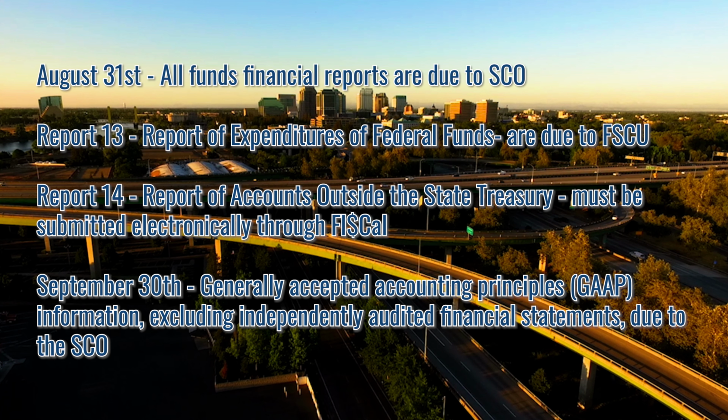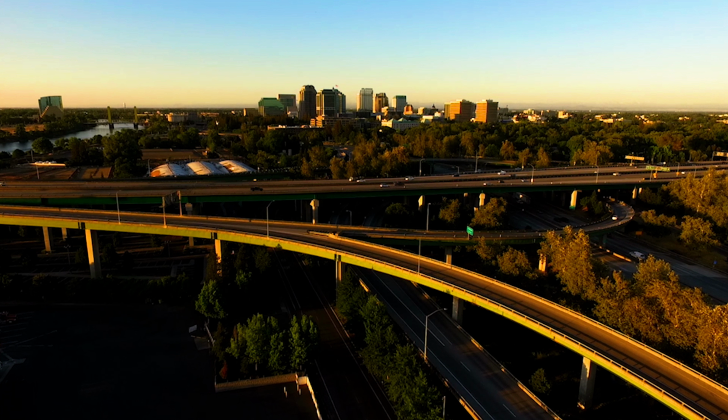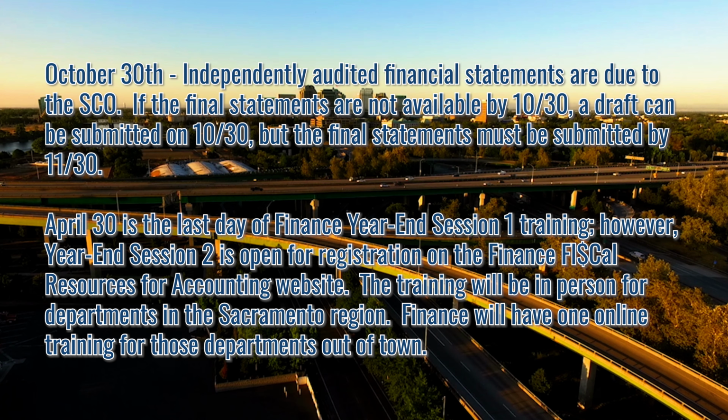September 30th. Generally Accepted Accounting Principles information, excluding independently audited financial statements, are due to SCO. October 30th. Independently audited financial statements are due to SCO. If the final statements are not available by October 30th, a draft can be submitted on October 30th, but the final statements must be submitted by November 30th.